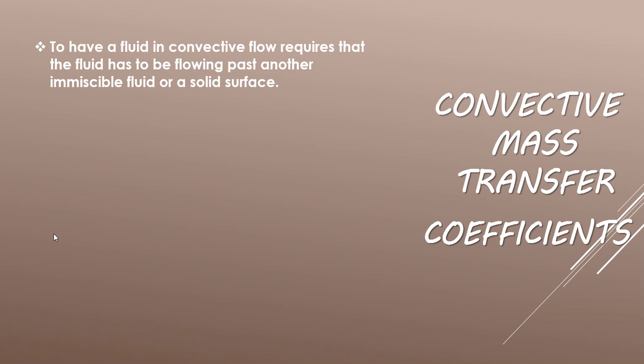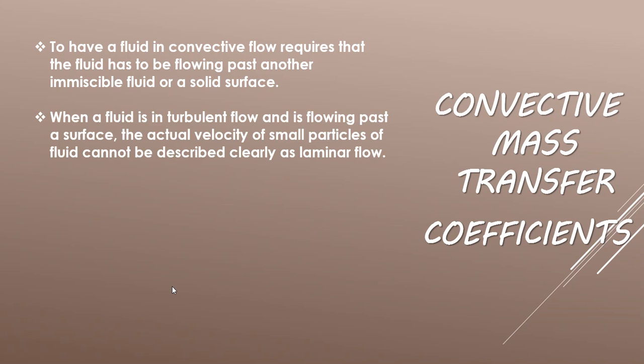Now, to have a fluid in convective flow, it requires that the fluid be flowing past another immiscible fluid or a solid surface. So we have convective mass transfer when a fluid is flowing past another immiscible fluid or flowing past a solid surface. That's the requirement for convective mass transfer. Now, when a fluid is in turbulent flow and is flowing past a surface, the actual velocity of small particles of fluid cannot be described clearly as laminar flow. So you have to understand that our previous discussions all assumed that our fluid is behaving in the laminar regime, or our flow is in the laminar regime.